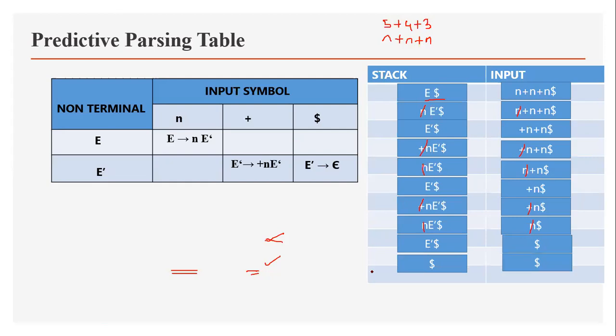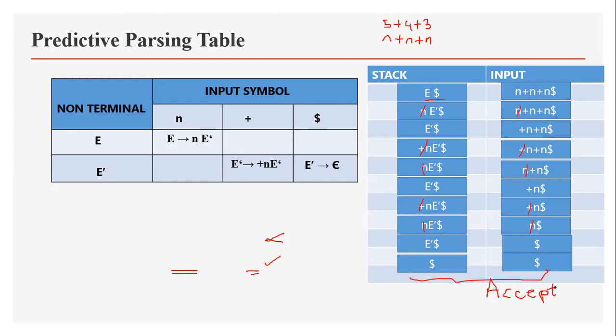Here also dollar. So when the stack is empty and the input is also empty, it indicates that the given input is accepted by the grammar using the predictive parsing table. So it is perfectly correct and it is verified by the given table.